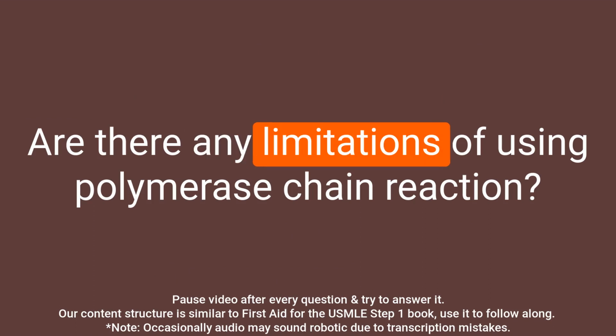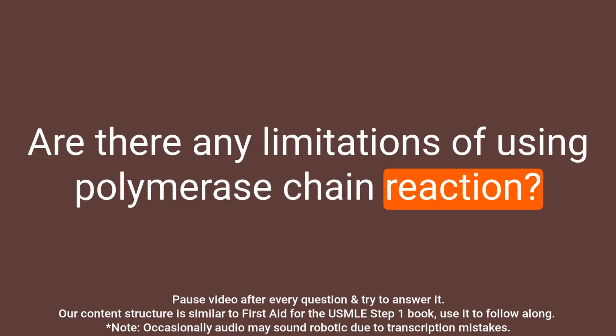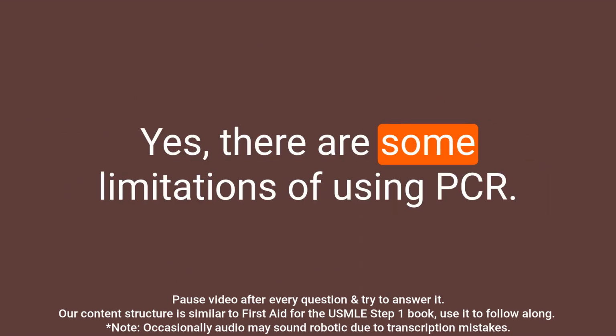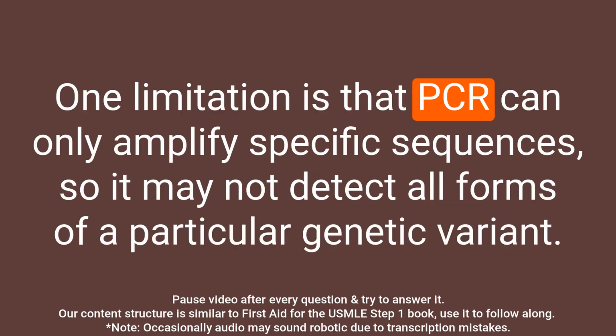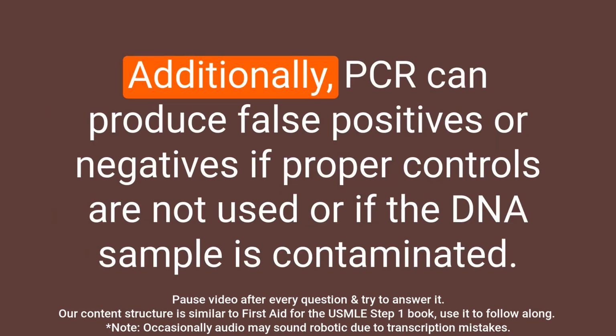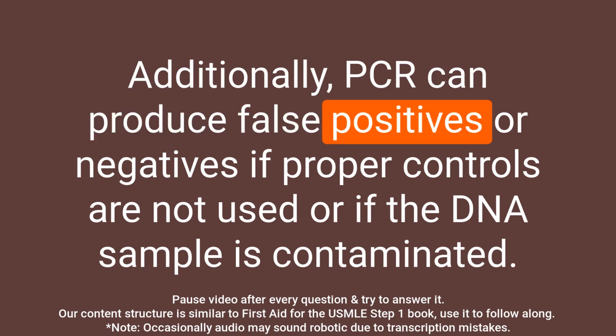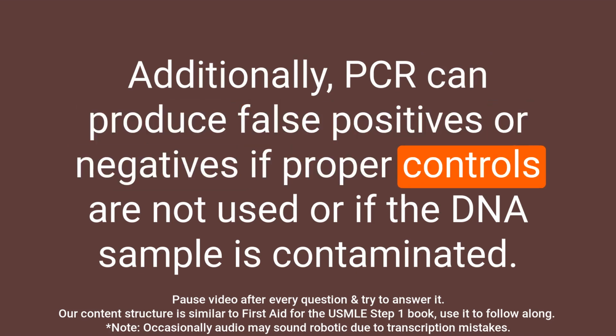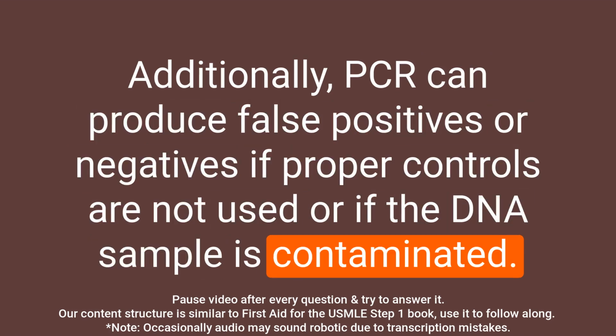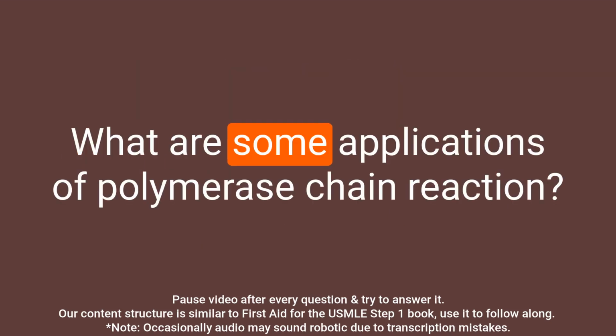Question: are there any limitations of using polymerase chain reaction? Answer: yes, there are some limitations of using PCR. One limitation is that PCR can only amplify specific sequences, so it may not detect all forms of a particular genetic variant. Additionally, PCR can produce false positives or negatives if proper controls are not used or if the DNA sample is contaminated.